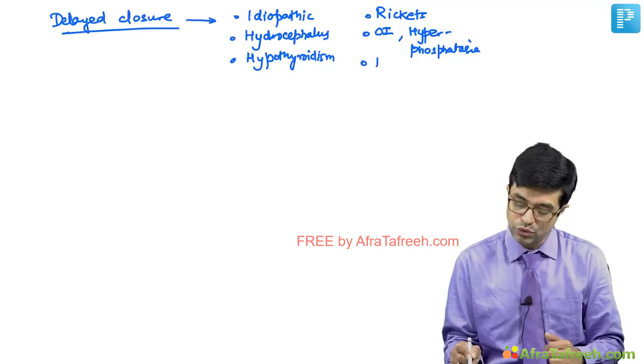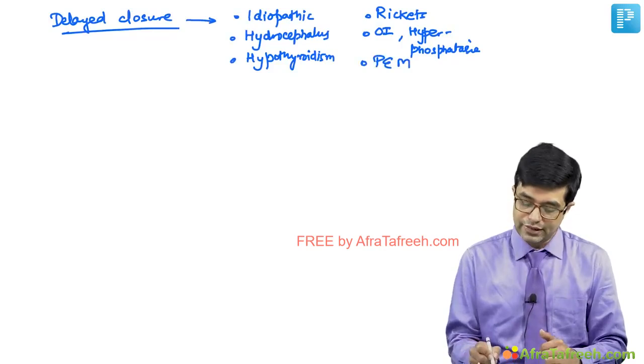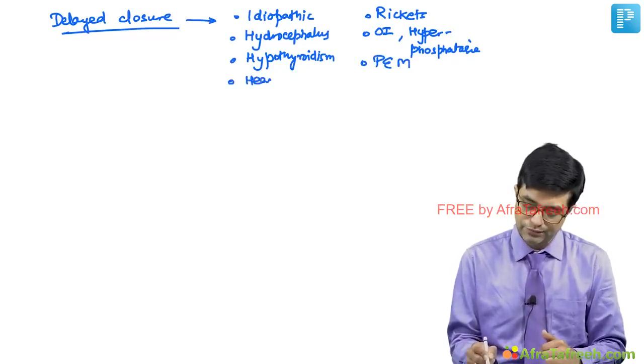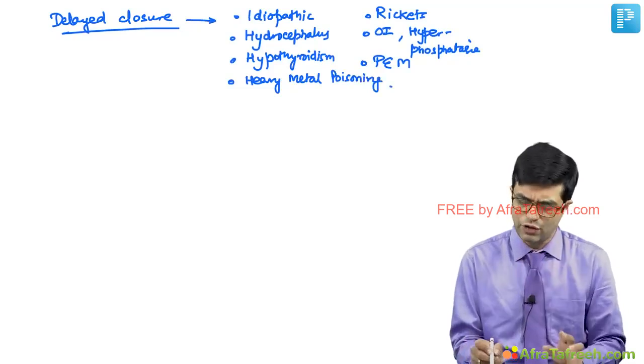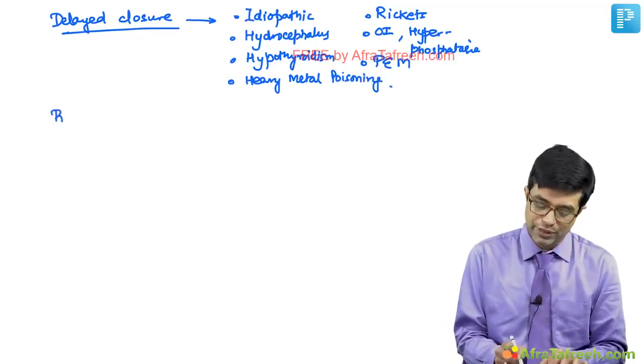It can also occur in protein energy malnutrition. And finally, it can occur in heavy metal poisoning. So these are the major causes. There is a long list, but these are the major causes from entrance point of view, the bare minimum that you should know. Then, cause of premature closure of anterior fontanelle.